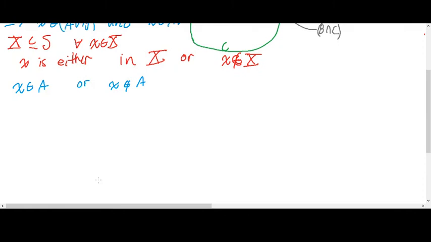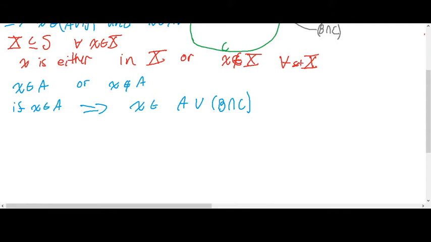If x is in A, then this implies that x is in A union B intersect C. And you might be wondering why I can make this immediate implication. But the reason is, for any set X, X is a subset of X union Y for any set Y.